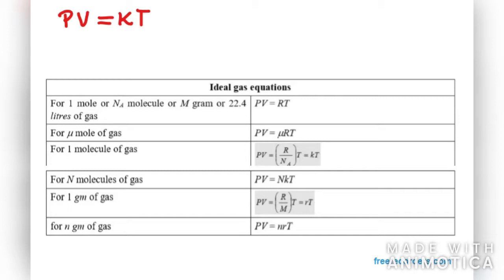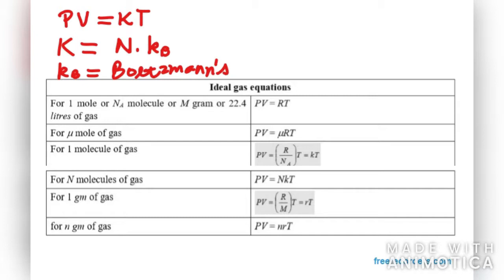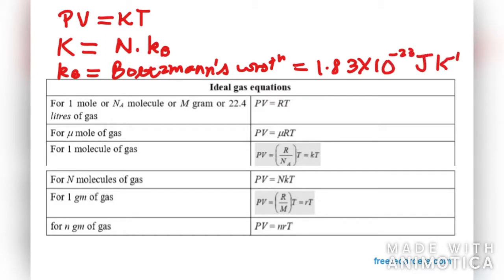Let's write the big K can be written as number of molecules times Kb. Now in this case the Kb is the Boltzmann constant, which has a value of 1.38 × 10^-23 joule Kelvin inverse. Now in this case the Kb, Boltzmann constant, for any gas is the same.